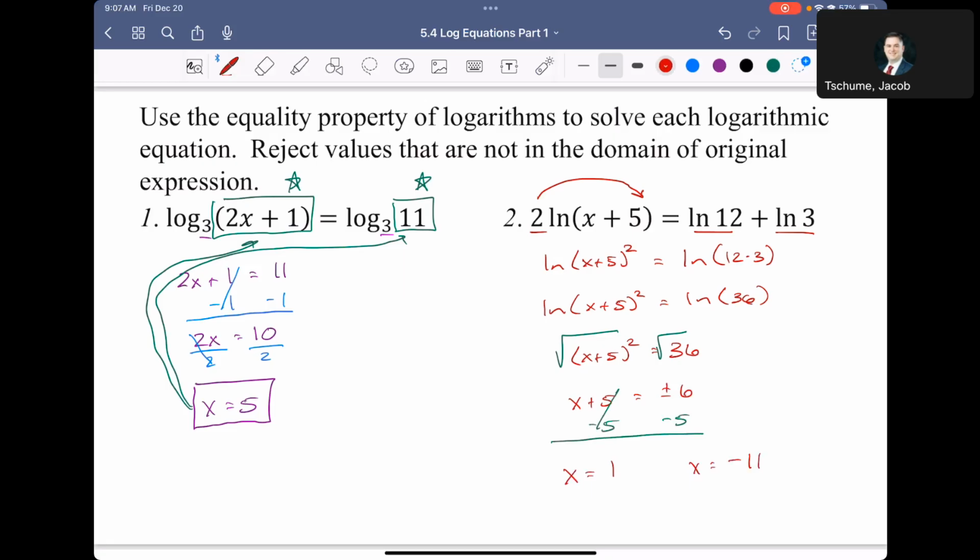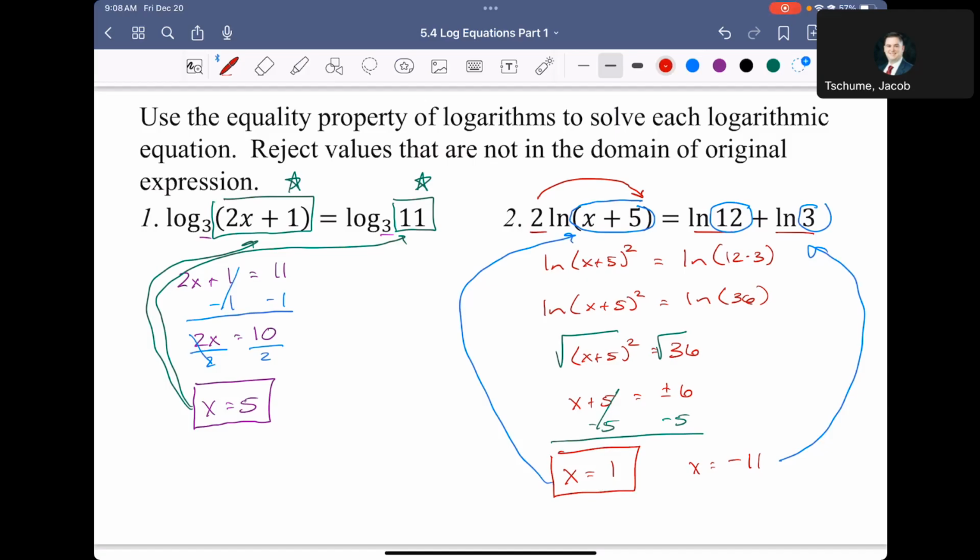Now remember, I don't know if either one of those answers is good. This is where you have to go back to the original logarithms. So I'm going to circle those, and you have to check by plugging both of these numbers into every blue circle you see. And if any of them give you a negative answer, you can't use it. So let's start with 1. If I were to plug 1 into all of those blue circles, well, 1 plus 5 is 6. That's a positive number. That's okay. 12 and 3, there's nothing you can do with those, so therefore they're okay. So x equals 1 is a good answer.